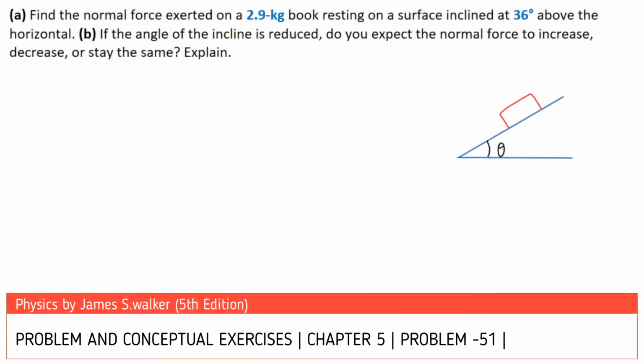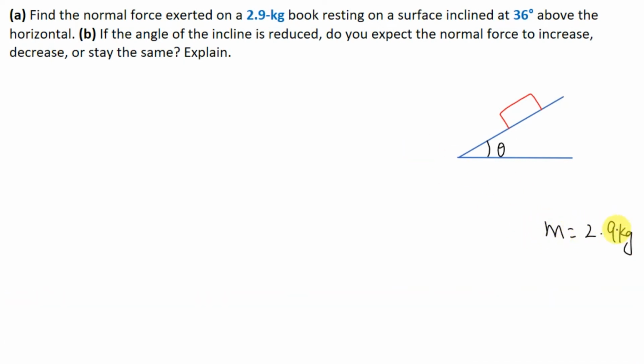Now in this question we are given a book whose mass is 2.9 kg, and it is resting on a surface which is inclined at 36 degrees above horizontal. There are two parts in this question that we need to solve. In part A, we need to find the normal force exerted on the book. So I'll draw the free body diagram for the book. The weight force would be acting vertically downward, mg, and this direction I'm taking as positive x, and this is positive y. The normal force will be perpendicular to the surface, N, like this.